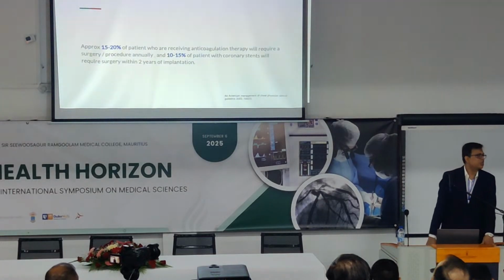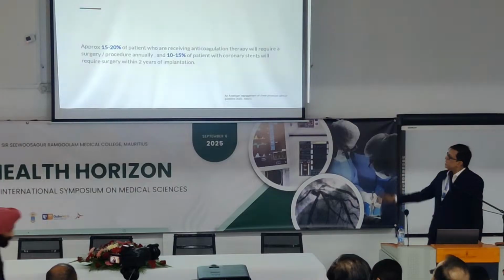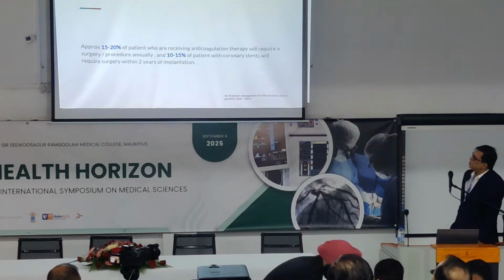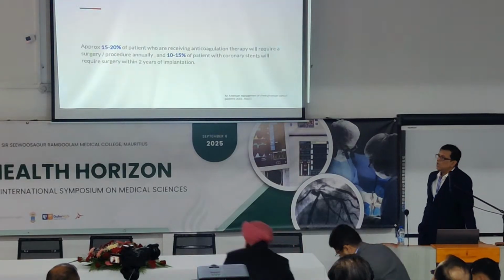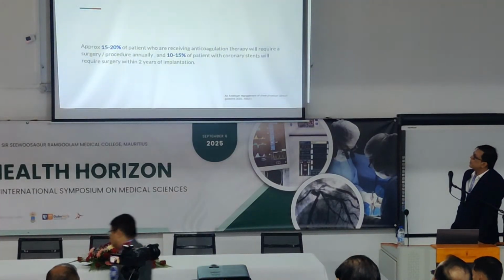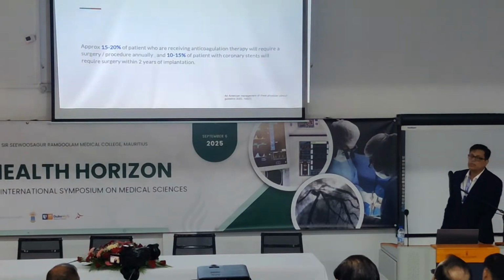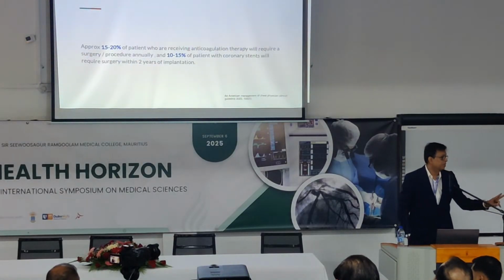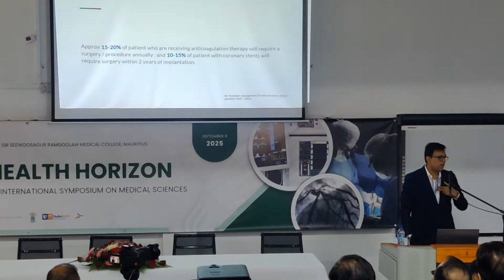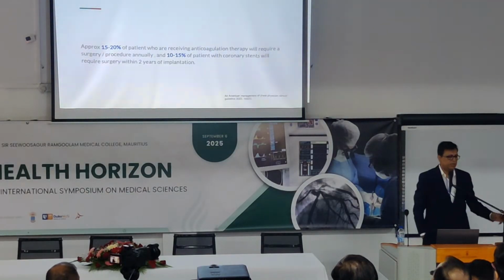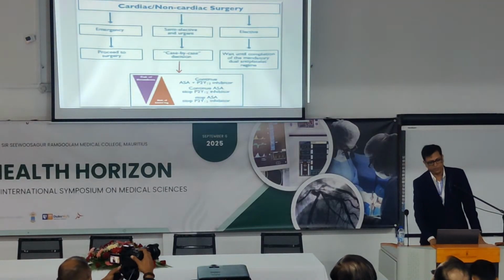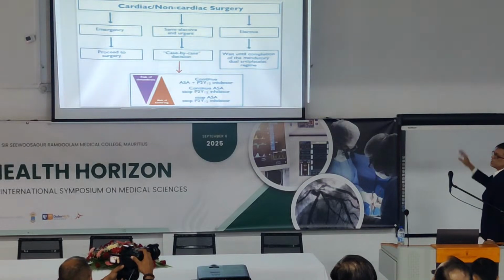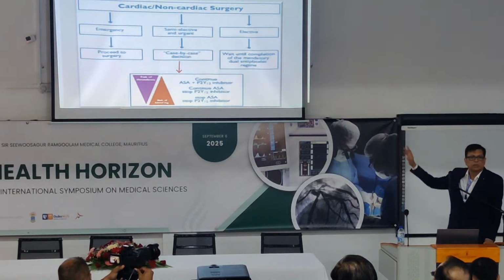So what do the literature and guidelines say? See, around 15 to 20% of those who are receiving anticoagulants will require surgery, and 10 to 15% of patients with a coronary stent will require surgery within 2 years of it. It's a big number. So we should know how to manage the case to protect the heart and the other disease we treat.